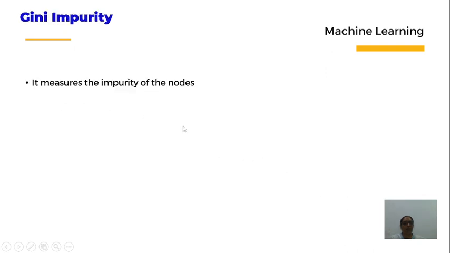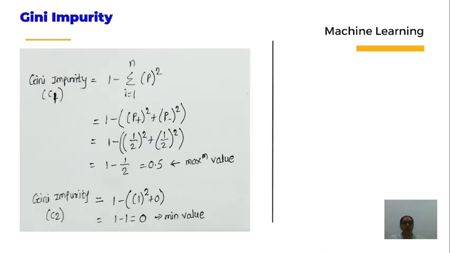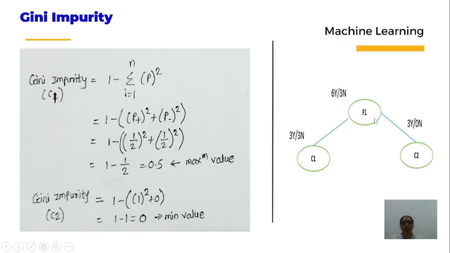So now we will understand the Gini impurity concept. Again, it measures the impurity of the node, and the formula of the Gini impurity is Gini equals 1 minus summation of i equals 1 to n, probability squared. Here we can continue with the similar example as this one. We will be calculating the Gini impurity of C1 and the Gini impurity of C2. We are only substituting the values into the formula.